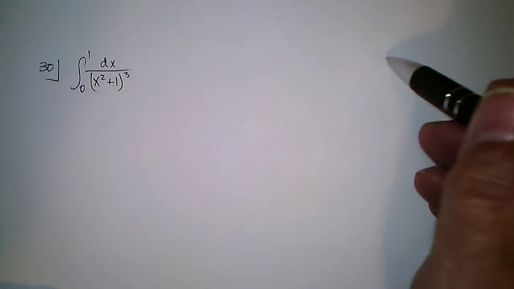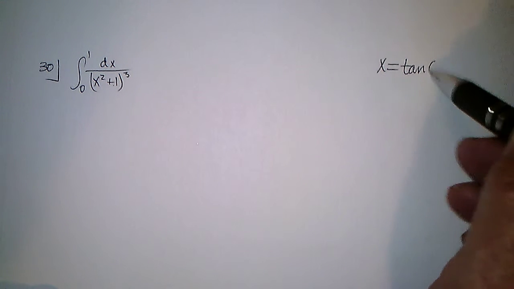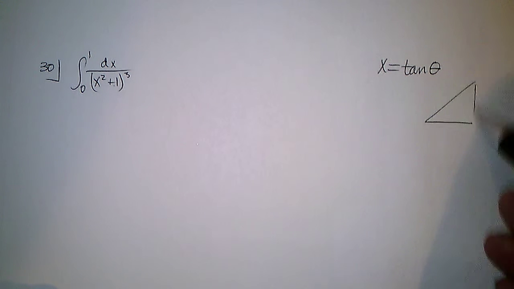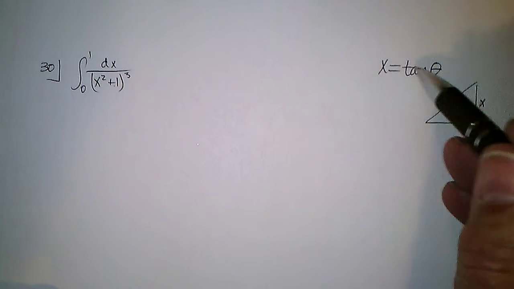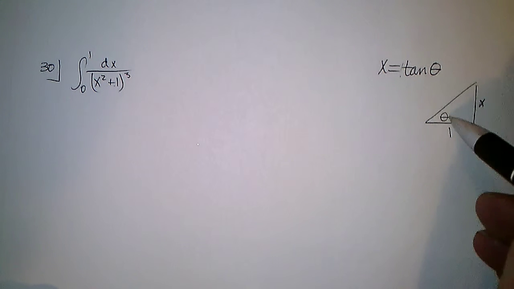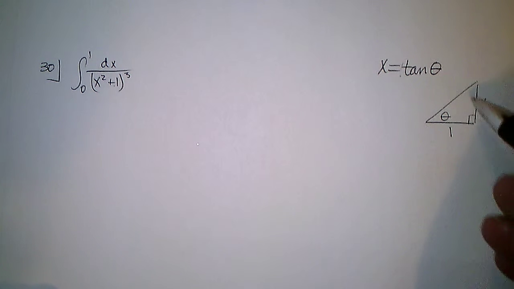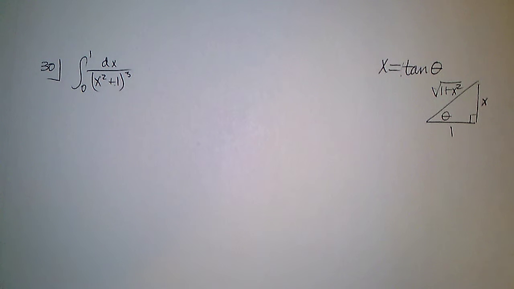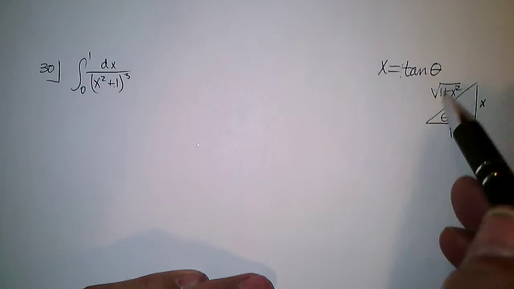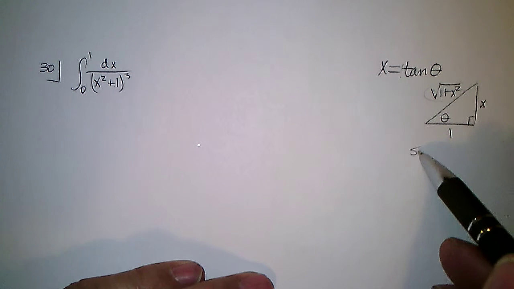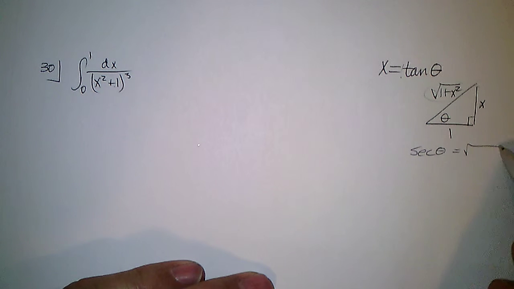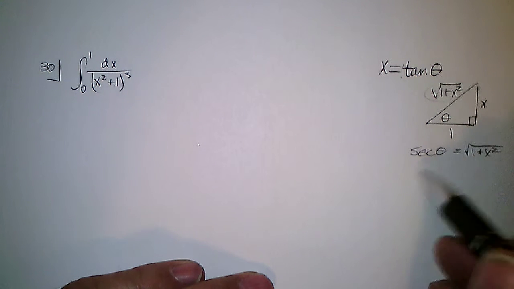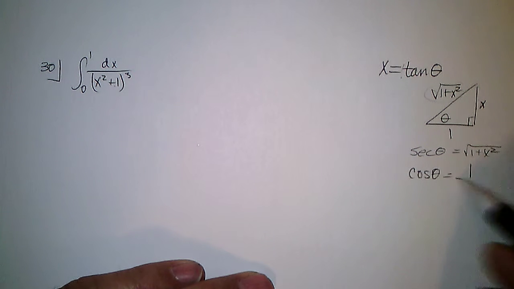So once again, to do those, we do x equals the tangent of theta. We draw the triangle with the tangent being the opposite over the adjacent, which is 1. And this side becomes 1 plus x squared, or x squared plus 1, 1 squared plus x squared. If we solve for the square root, it's equal to the secant of theta, or cosine theta is equal to 1 over that square root.